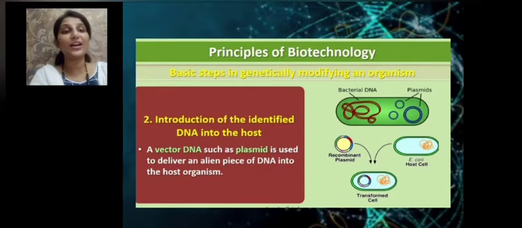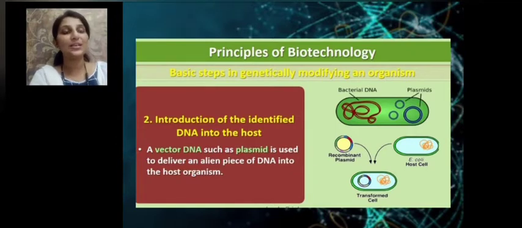The next step is introduction of the identified DNA into a host. A vector DNA such as a plasmid is used to deliver an alien piece of DNA into a host organism. Suppose we know what plasmids are. They are double-stranded, self-replicating, extra-chromosomal DNA present in prokaryotes. So a plasmid is a very good vector, and this vector is very useful in transferring a gene of interest, that is, an alien piece of DNA, from a donor into a host. So a vector DNA such as a plasmid is used to deliver an alien piece of DNA into a host organism.